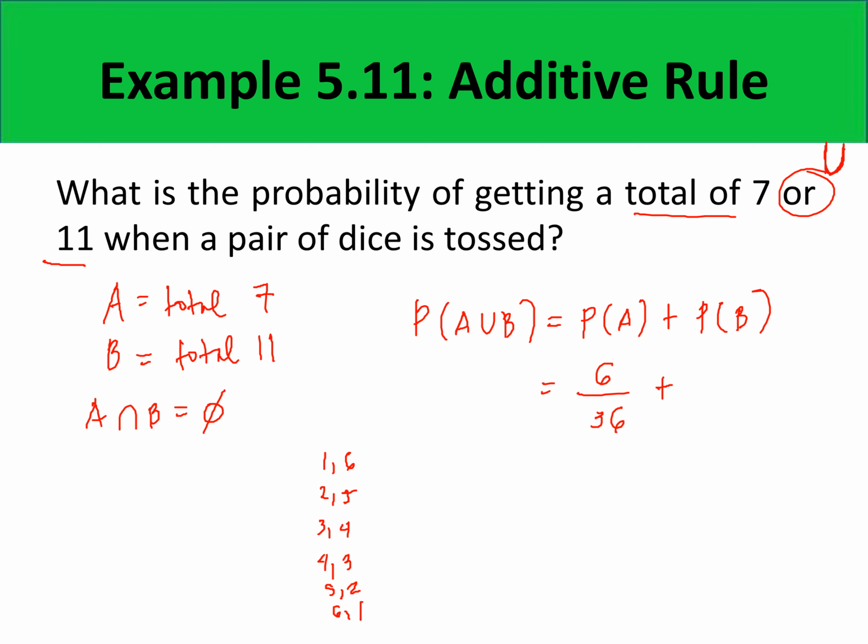Now, for the event B, for a total of 11, there would only be two outcomes wherein the total could be 11. And these are 5, 6 and 6, 5. So therefore, the probability that the pair of dice will have a total of 11 is 2 over 36. Now, adding these two fractions will give us 8 over 36 as the probability of getting a total of 7 or a total of 11.